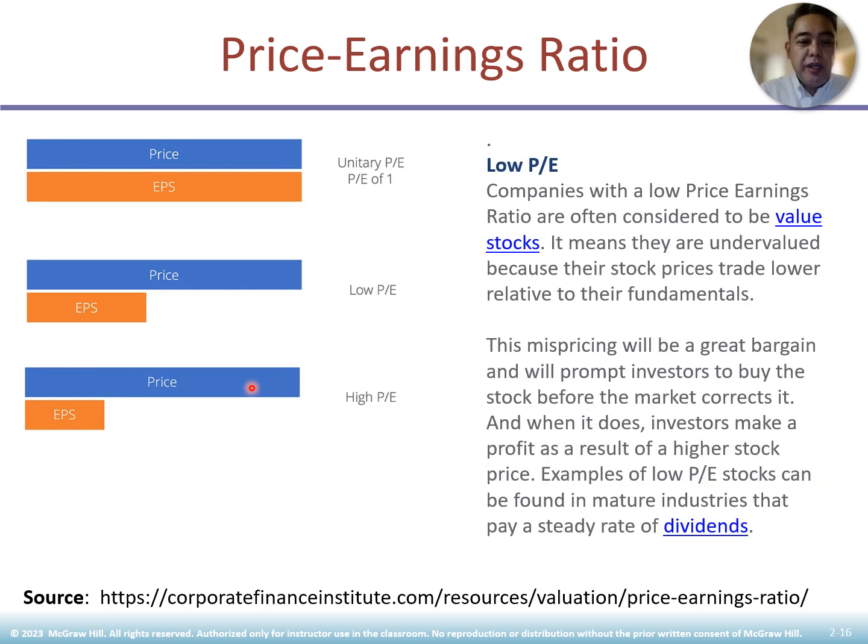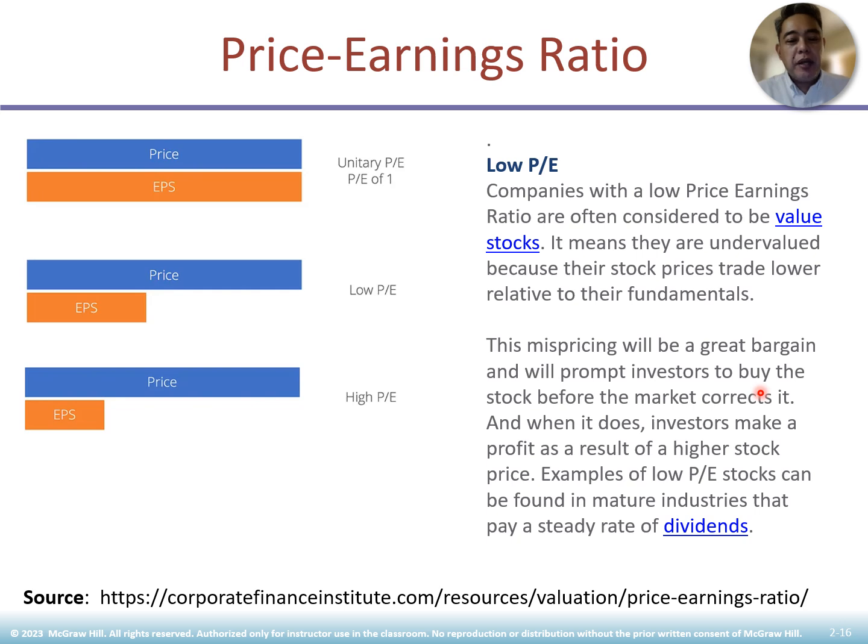Now, on the low PE side, which is this one, we call that a value stock. The other one, high PE, is growth stock. So this one is low PE, which is a value stock. It means it's undervalued because it's traded lower compared to the fundamentals. Fundamentals meaning the basics of the business, right? The profitability, how's their governance. There are a lot of qualitative and quantitative sides to the fundamentals.